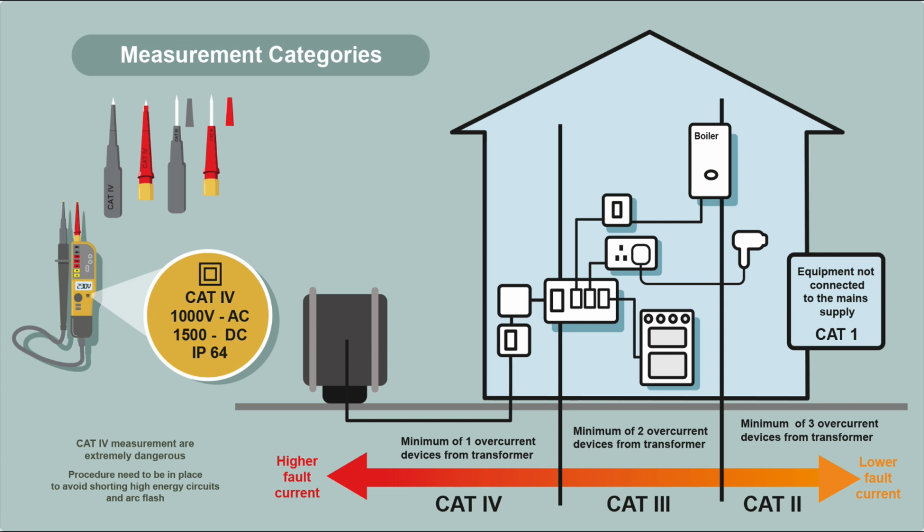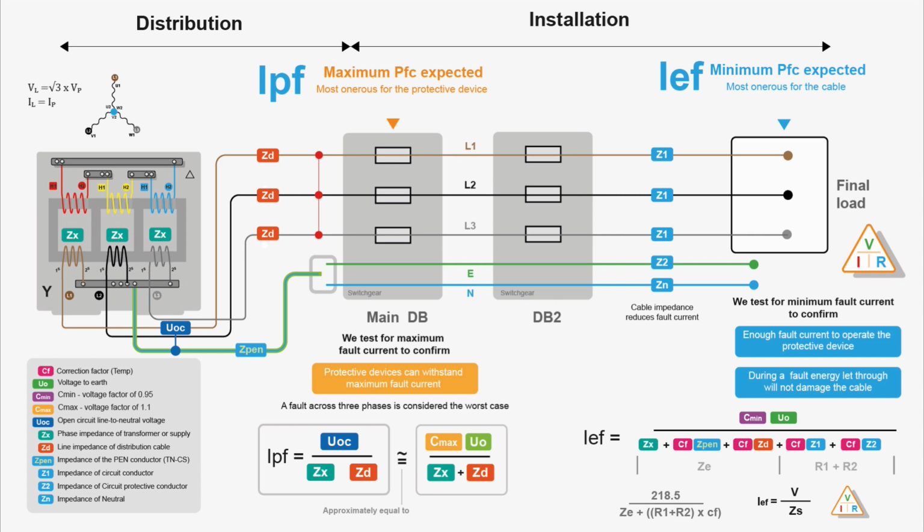Sometimes you have to measure fault current. That's when you have to be extremely self-aware and know exactly what you're doing. Now, fault current can become a bit complicated. Basically, we want to make sure that any fault current is interrupted before any damage to the installation can happen. And we have minimum and maximum fault currents. At the origin of the installation, this is where we would expect to find our maximum prospective fault current. And this maximum fault current is most onerous for the protective device. We want to make sure that the protective device can interrupt the fault current and not be damaged by it.